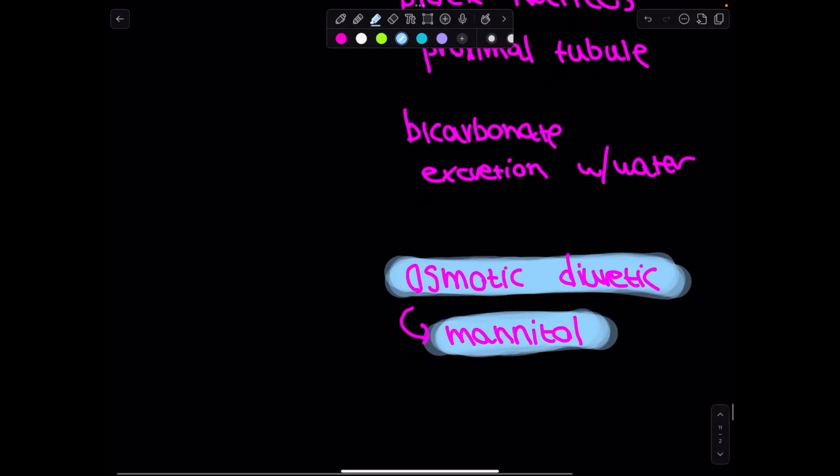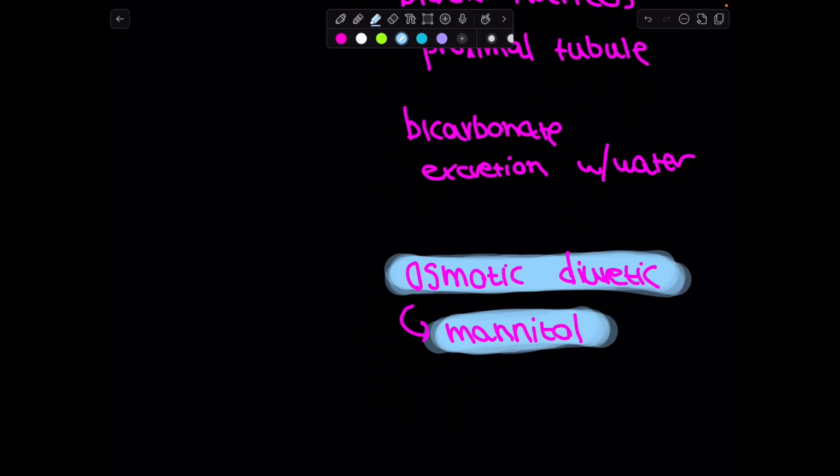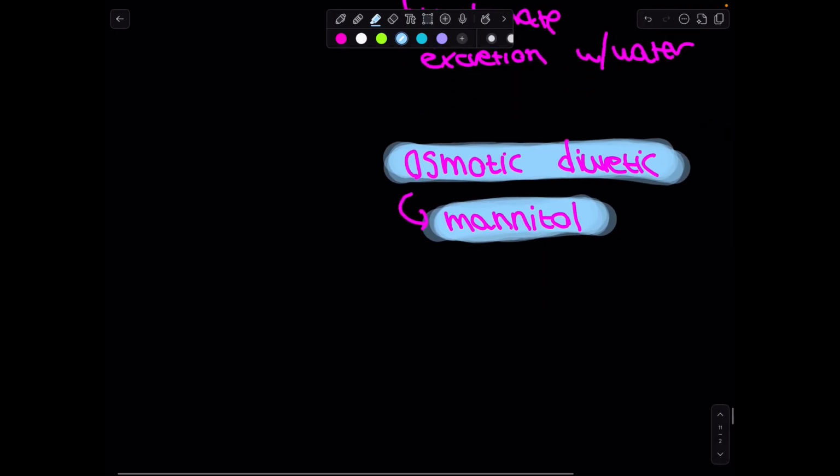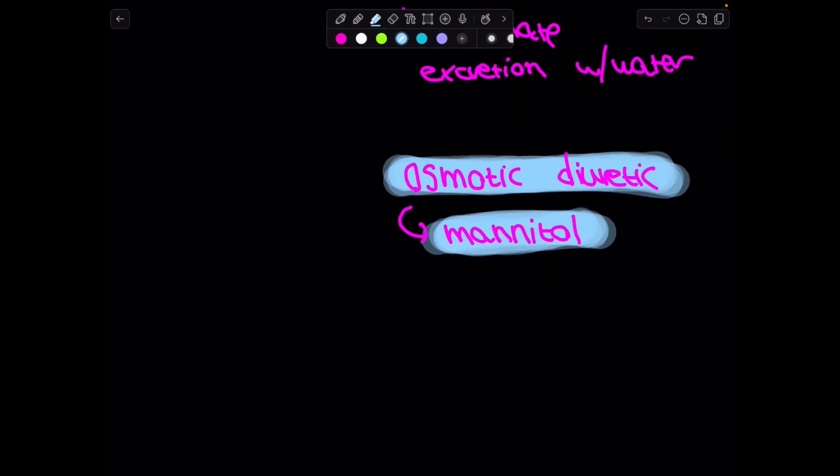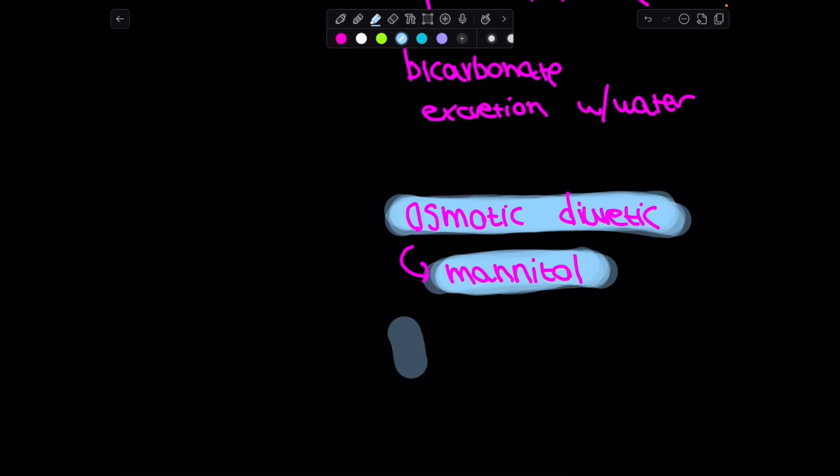So it does something to aquaporins then? What's going on? Mannitol, an osmotic diuretic, doesn't directly affect aquaporins, water channels in the nephron. Instead, it increases the osmolarity of tubular fluid in the proximal tubule. What does increases osmolarity of fluid mean?